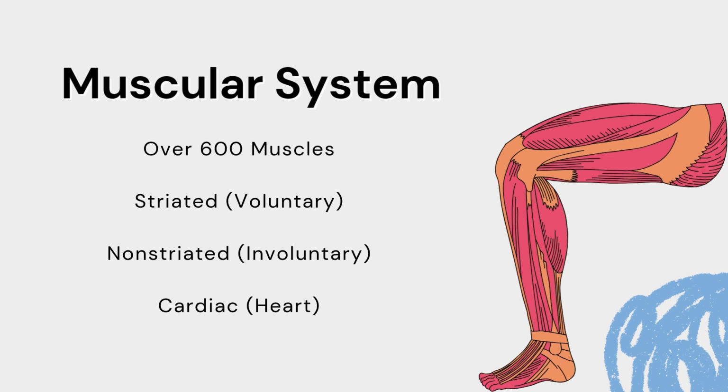Cardiac muscles are involuntary and striated. Found exclusively in the heart, cardiac muscle is responsible for pumping blood throughout the body. Like skeletal muscle, cardiac muscle is striated but operates involuntarily. It contracts rhythmically and continuously to maintain blood circulation.